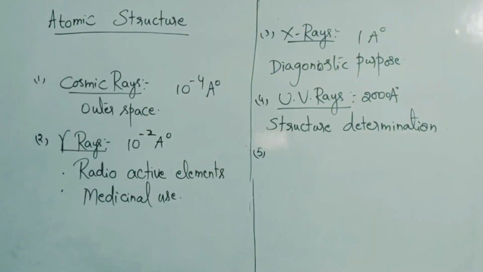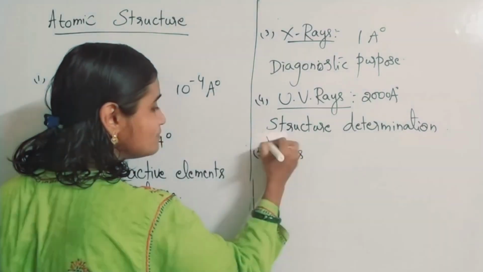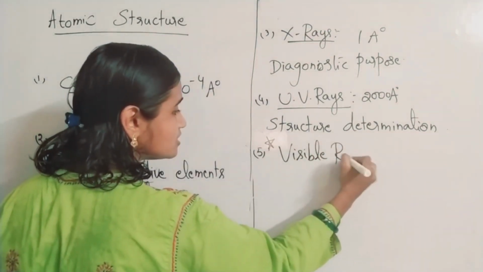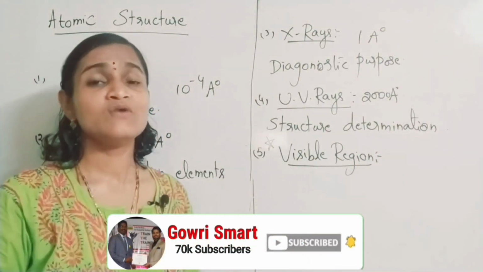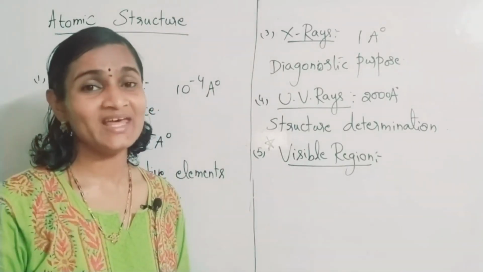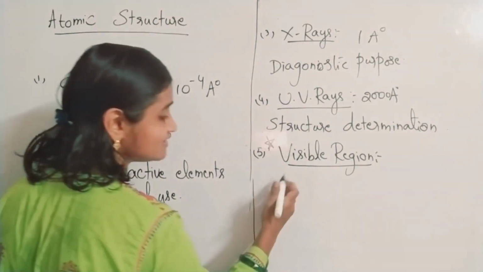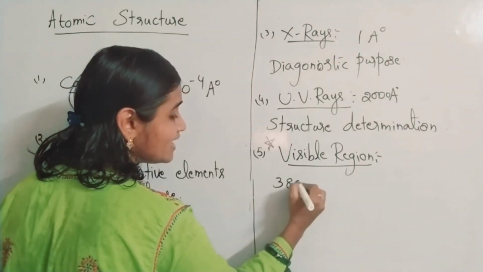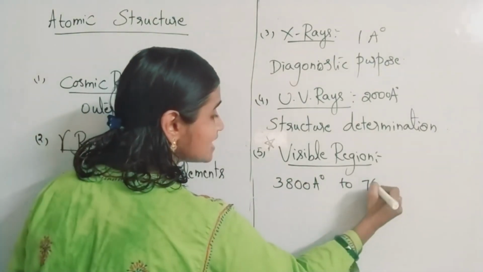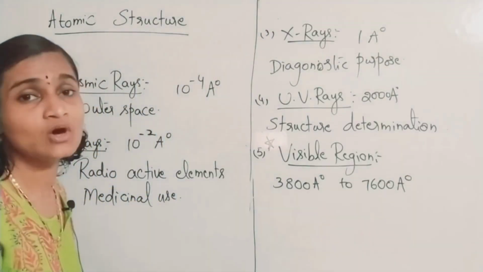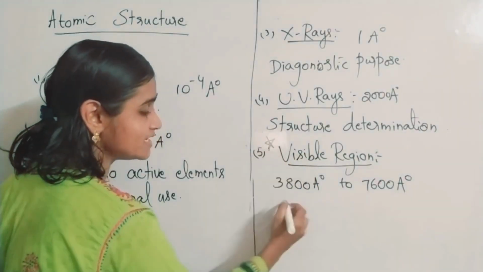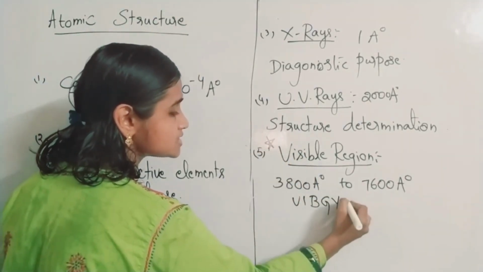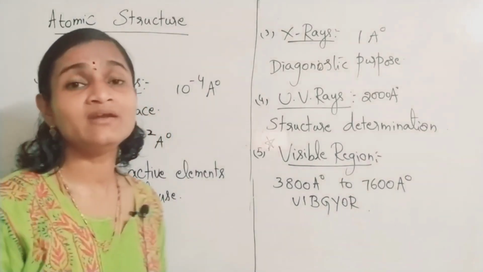And after UV rays, what will we come across? Visible region. This is a very important thing, which is visible to our naked eye. This is the only electromagnetic radiation region which is visible to our eyes. So here what will be the wavelength range? 3800 angstroms to 7600 angstroms. You all know about VIBGYOR colors: violet, indigo, blue, green, yellow, orange, red. All those colors come under the visible region, the rainbow colors.